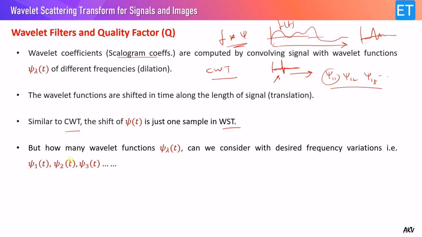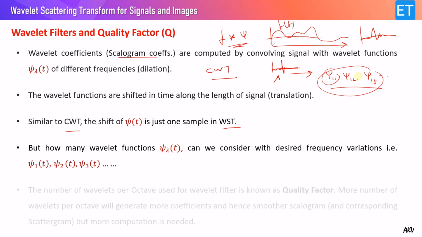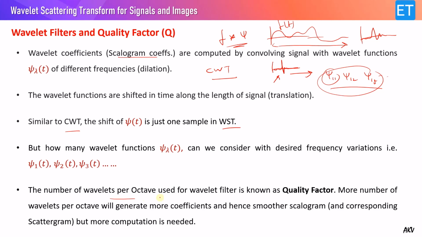But the question is how many wavelet functions we can consider with the desired frequency variations. I mean psi 1, psi 2, psi 3, what I was talking about here. I mean how many frequencies you want to consider for computing those coefficients. The number of wavelets per octave used for the wavelet filter is known as the quality factor. So quality factor means the number of wavelets which are used for these convolutions. So if I use, let's say, 8 wavelets per octave, what do we mean by per octave?